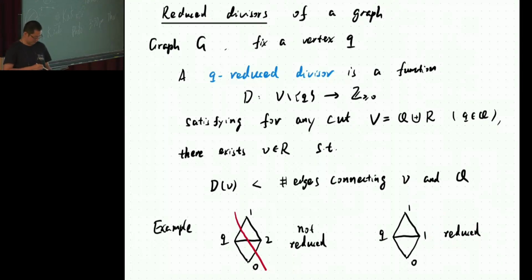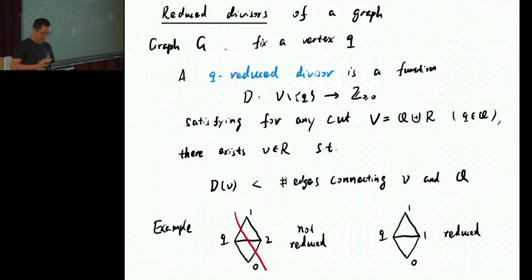So I find a vertex V here. I find this vertex here. There are two edges connecting V and the other part. But this number is 2. This is not true. So this is not reduced. Then if I decrease the number, then this will be a reduced divisor.